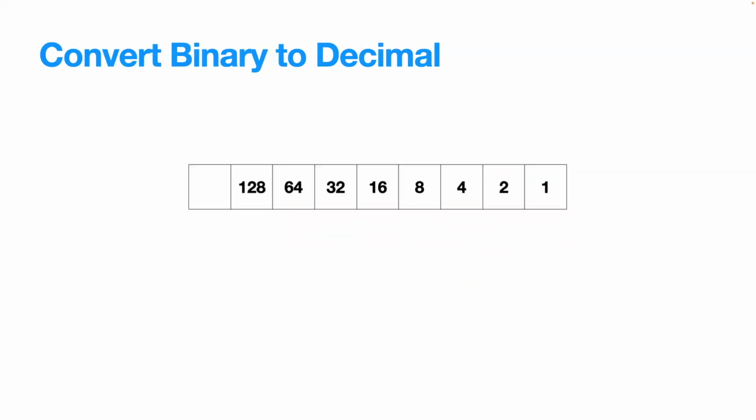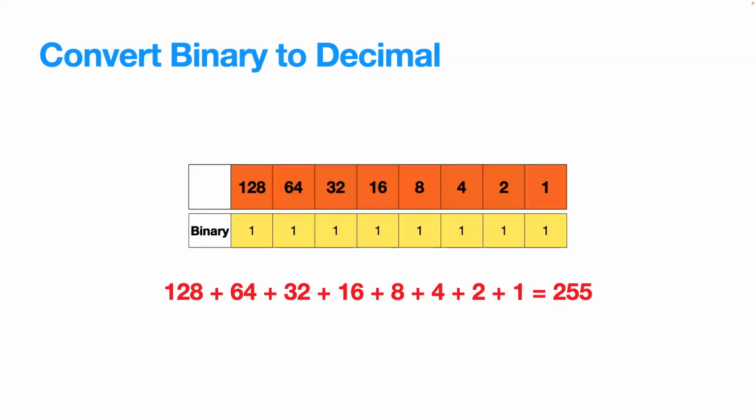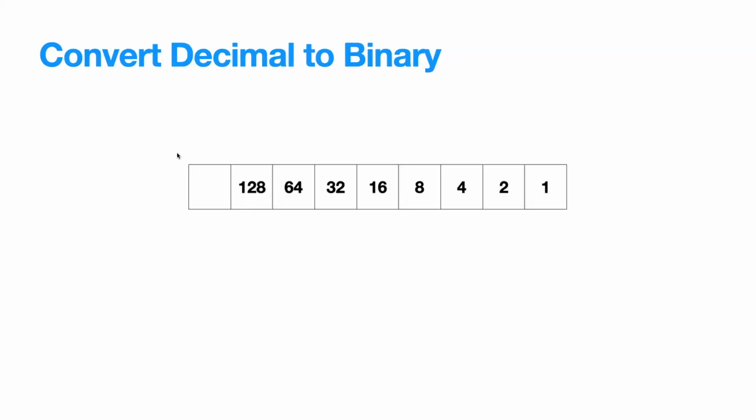Finally, I want to add one more thing. If all the binary bits are 1, the maximum value we will get while adding all the corresponding table values is 255. So in our IPv4 address, in every octet we can use a decimal value of maximum up to 255. Next, we are going to see how to convert decimal to binary.